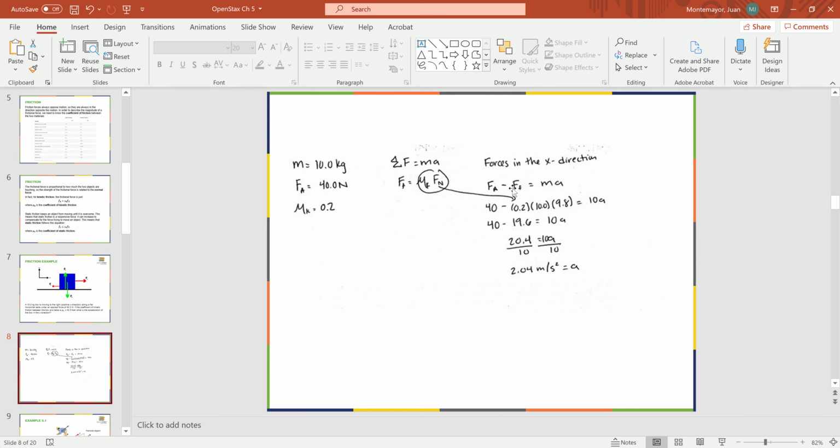But that's pretty much the basis of this problem here. It's pretty much straightforward. As long as you know your two equations here and that you have to incorporate your friction along with your applied force, everything else just kind of falls out.